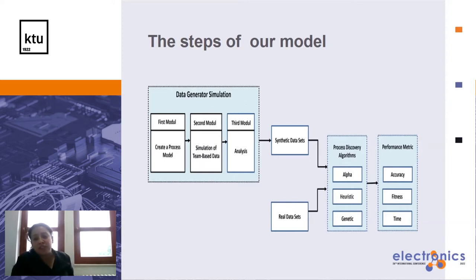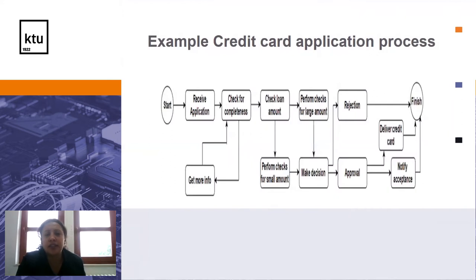Study performance metrics: accuracy, fitness, time. And credit, example credit card application process: receive application, credit card loan amount, perform checks for large amount, and rejection or approval, and notify exception, finish.